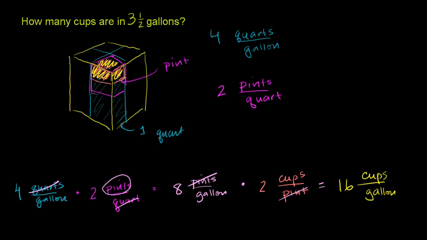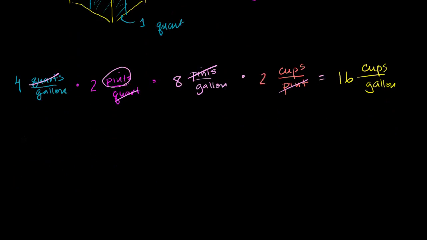We want to figure out how many cups there are in 3.5 gallons. So let's write it over here. We're concerned with 3.5 gallons. I don't like working with mixed numbers; I like to turn them into improper fractions. 3.5 is the same thing as 2 times 3 is 6, plus 1 is 7, so this is 7 over 2. If you divided 7 by 2, you would get 3 with a remainder of 1, or 3.5. So this is the exact same thing. We want to know how many cups are in 7/2 gallons.